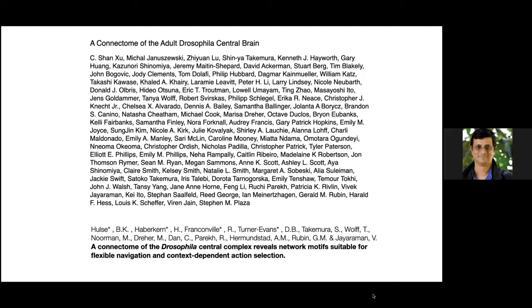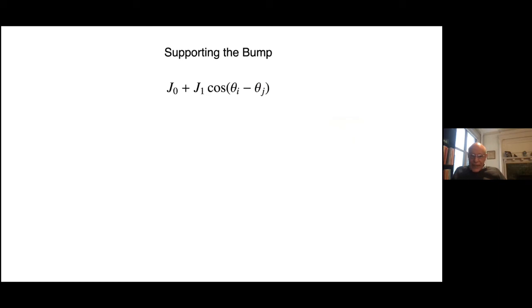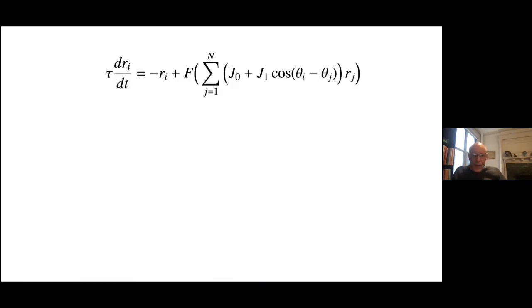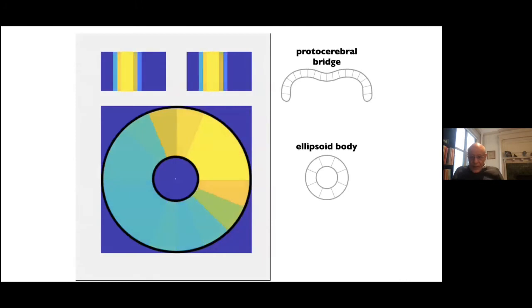And what are the dynamics of theta I? Theta I is purely a label here. It has no dynamics at all. Let me go back. The dynamics is in these rates, which would be related to the calcium imaging. But theta I is just a label. It just tells you where on the circle that particular neuron is located.